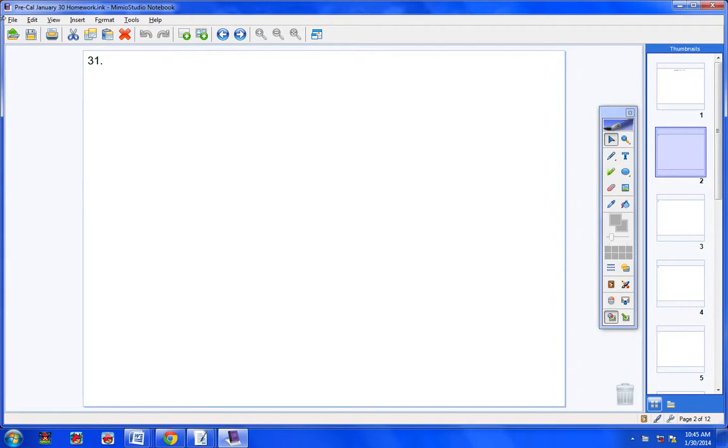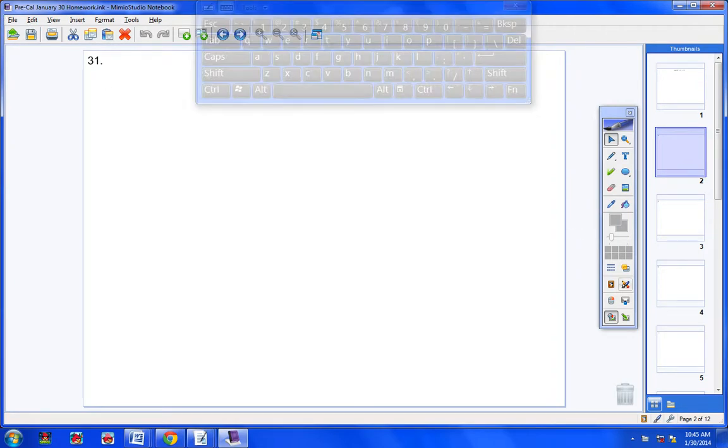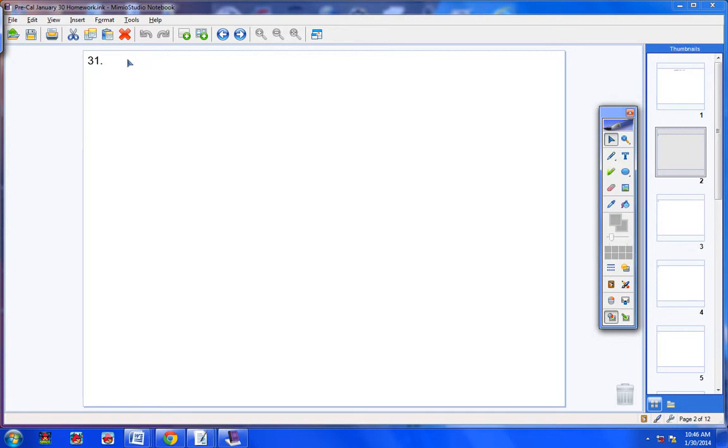All right, number 31 reads as follows. A program is planned to have 5 rock numbers and 4 speeches. In how many ways can this be done if a rock number and a speech are to alternate and a rock number is to come first? So here we go. Let's see what we have here.